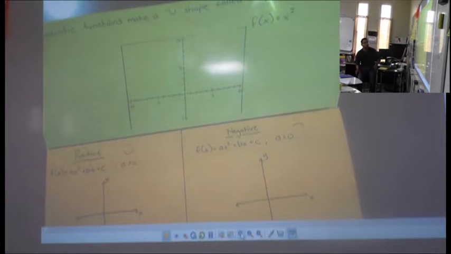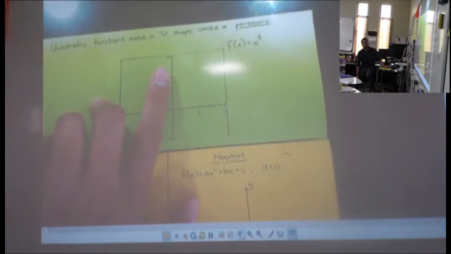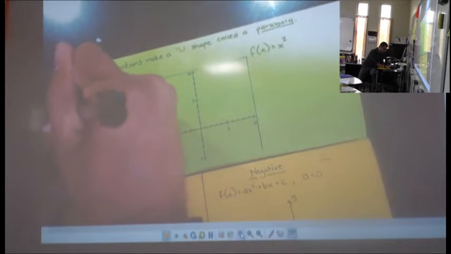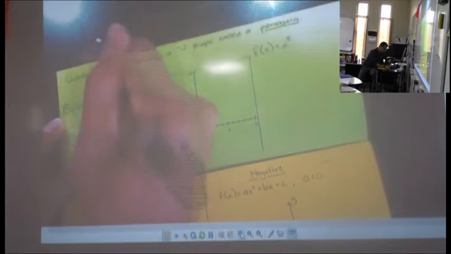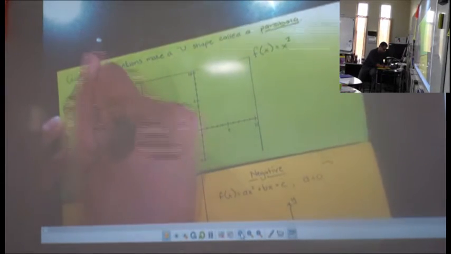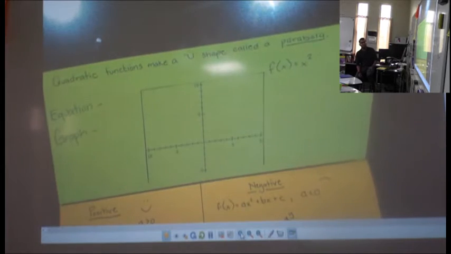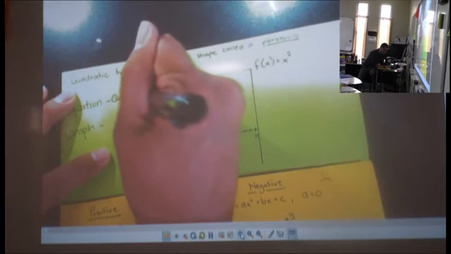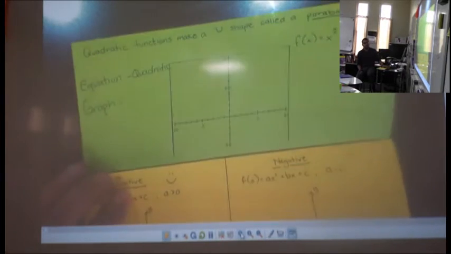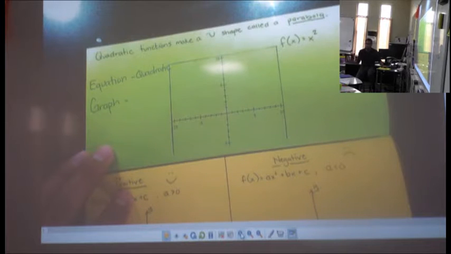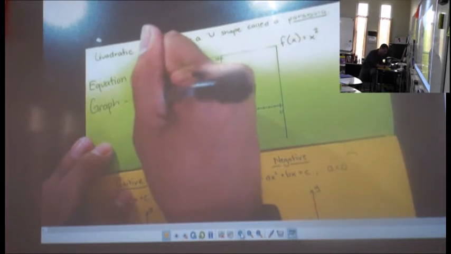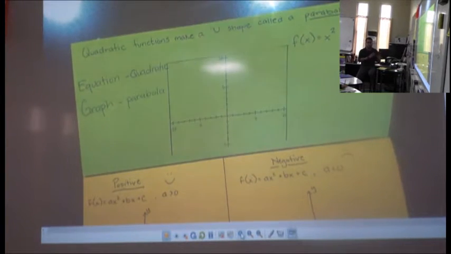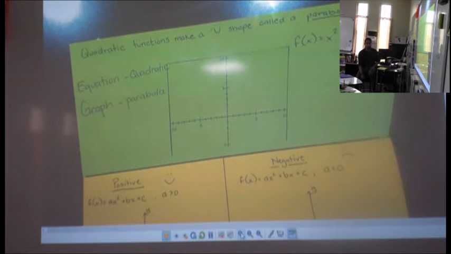Okay, so quadratic functions make a U shape. It's called a parabola. So there are two things: an equation and a graph. If it's an equation, we say that that is a quadratic. And the graph, the actual shape of it, this U shape, we call that the parabola. These two things mean the same thing. It's just different names for different representations of it. Quadratic equation, parabola is a graph.